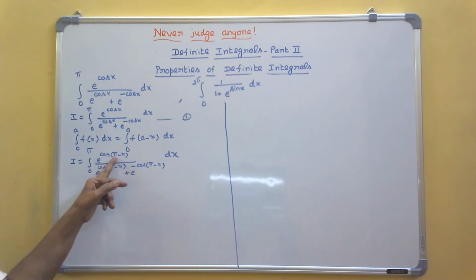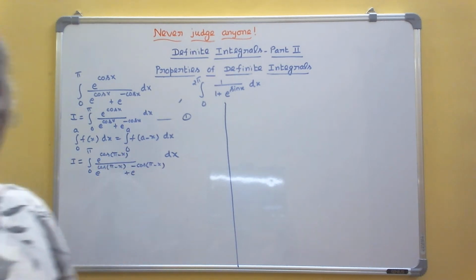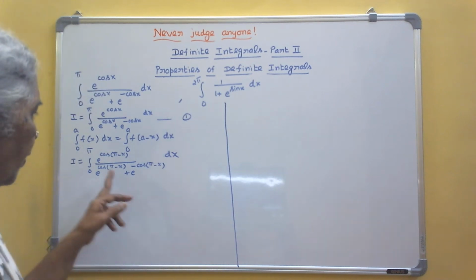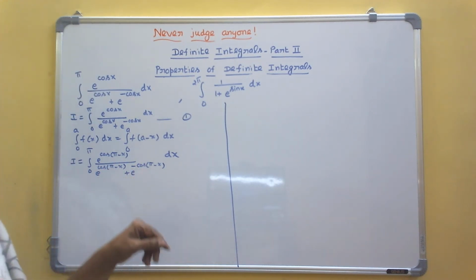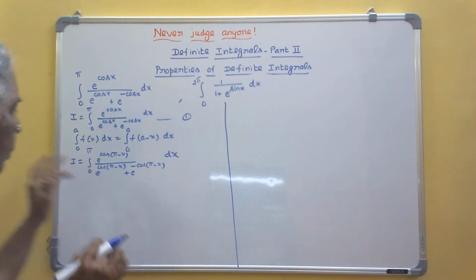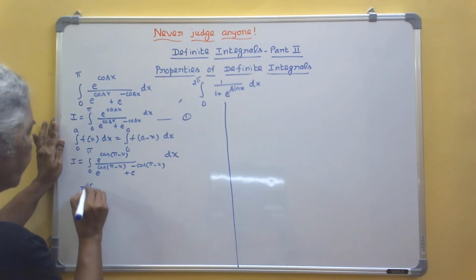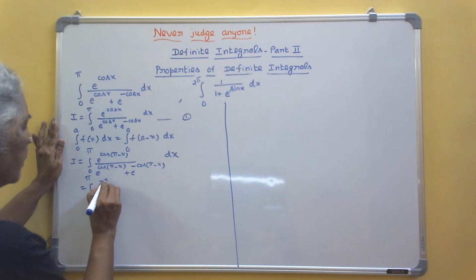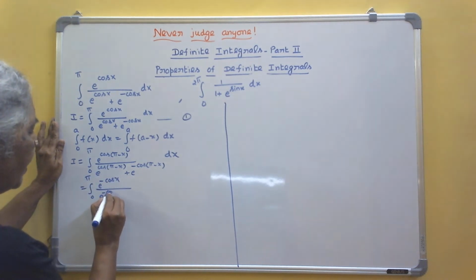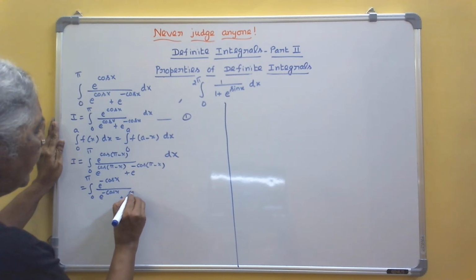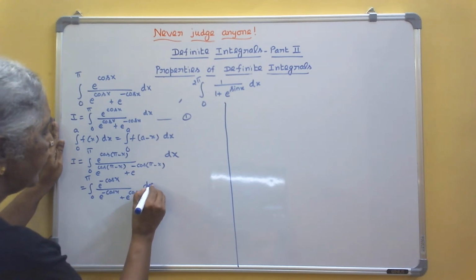Now, cos(pi minus x) will become minus cos x. Here also I will get a minus cos x. Here there is already one minus, so that will now become plus cos x. So now I will write 0 to pi. The first term is e power minus cos x, and the second term is e power cos x dx.